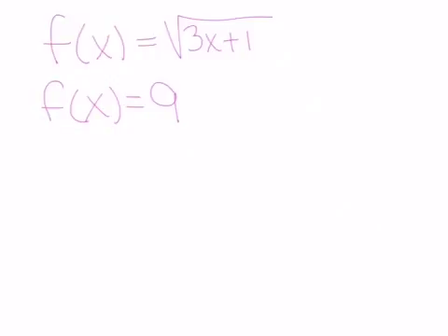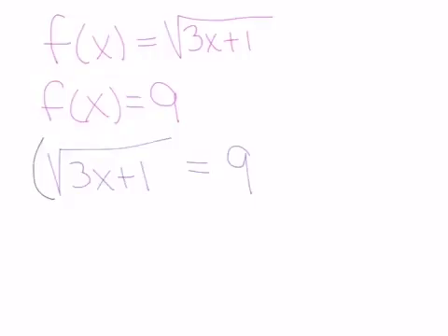So here's another function. This one's just called f of x. But in this one, we're going to be doing something slightly different. So it says f of x equals the square root of 3x plus 1, and then it tells me that f of x, the function, equals 9. So what that means is that 3x plus 1 equals 9, and I have to solve this. So I have the square root of 3x plus 1.